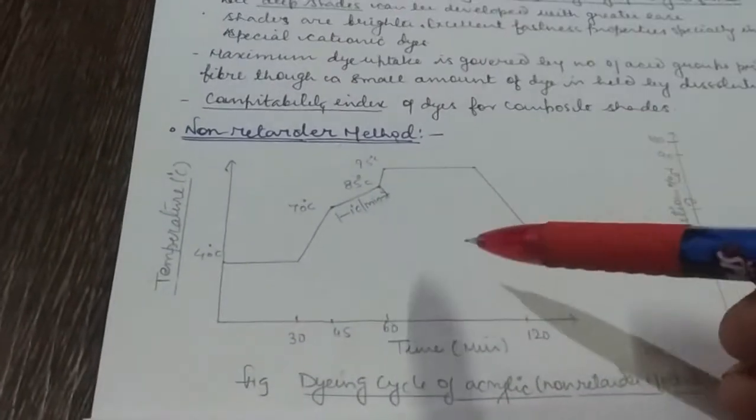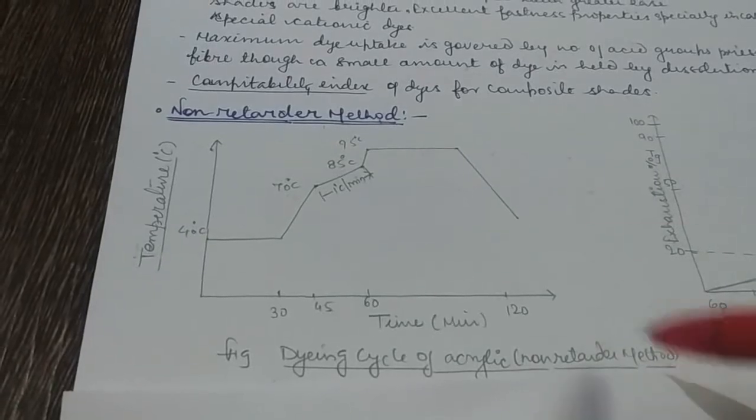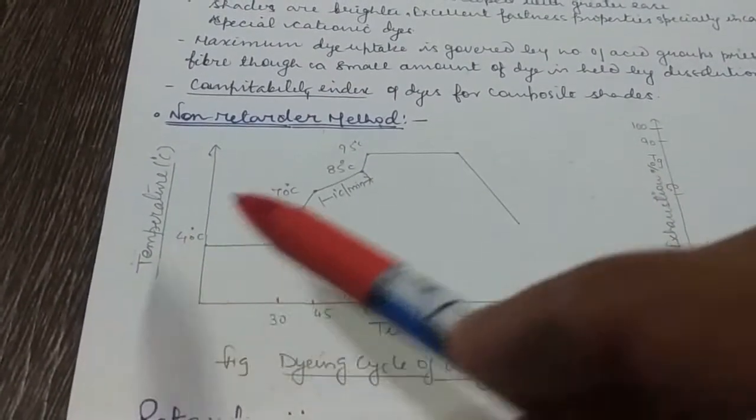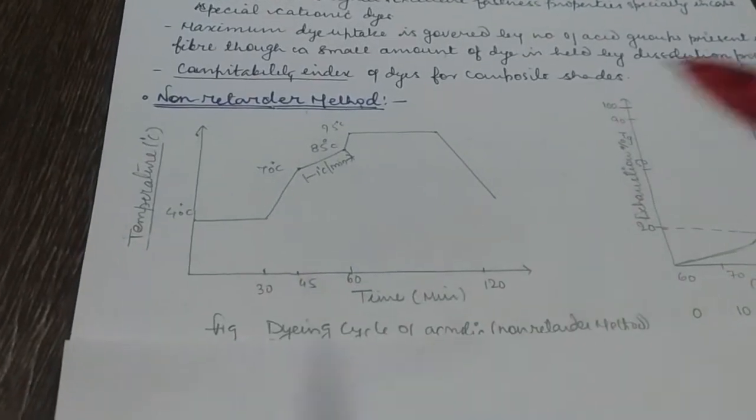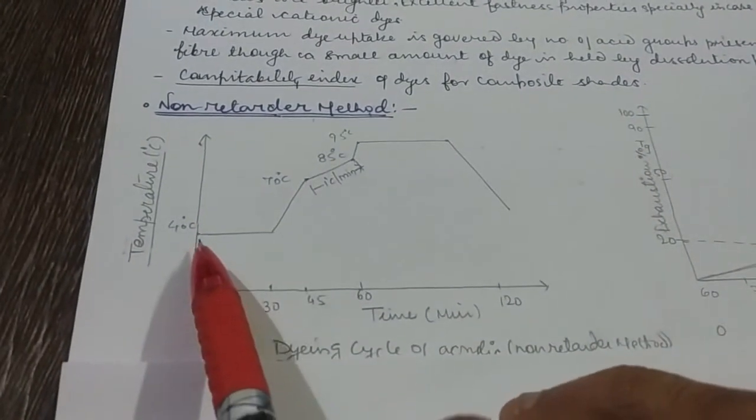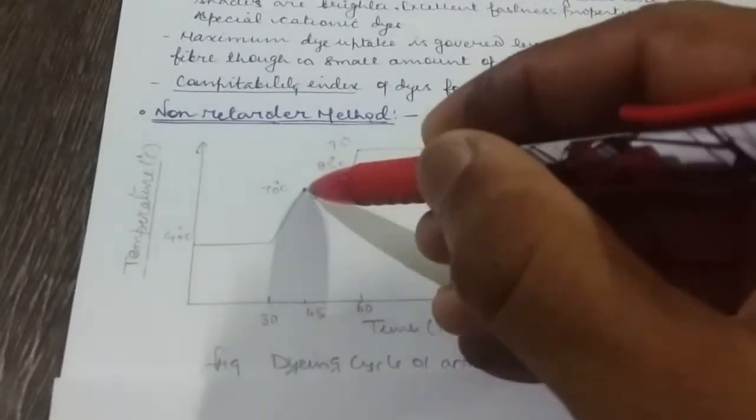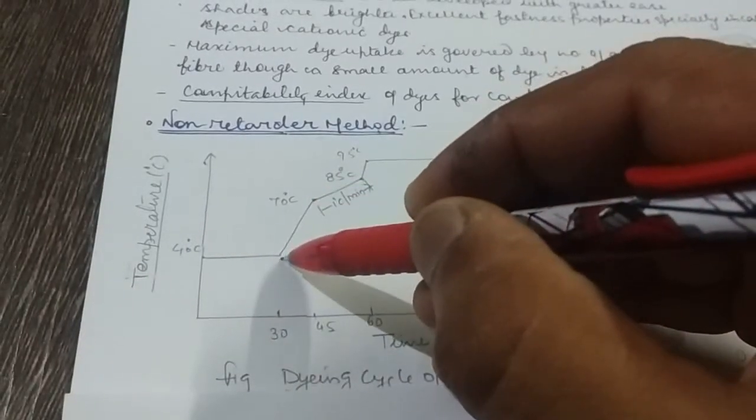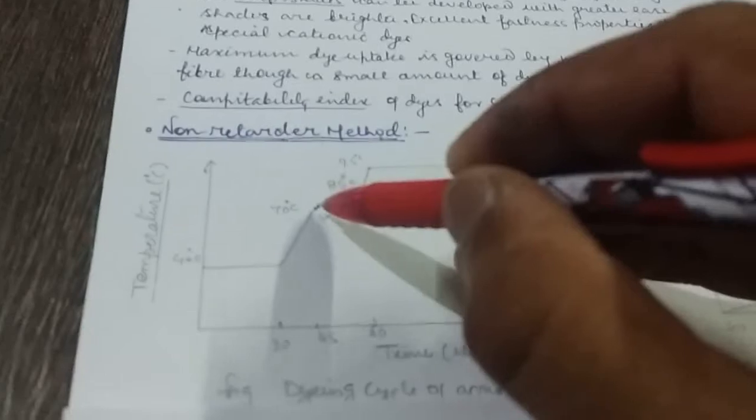Here you see the dyeing cycle of acrylic fiber with the non-retarded method. On the y-axis there is temperature, and on the x-axis there is time. Initially dyeing is started at 40 degrees centigrade for up to 30 minutes. Then the temperature is raised up to 70 degrees centigrade with a high rate of heating.